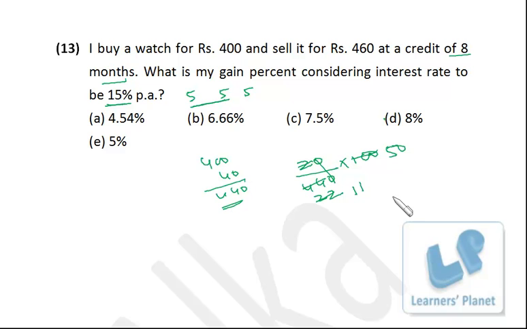So that's something around 4, less than 5. 11 fives are 4 point something percent. So this is the correct choice. Okay, I'll just explain it once again.